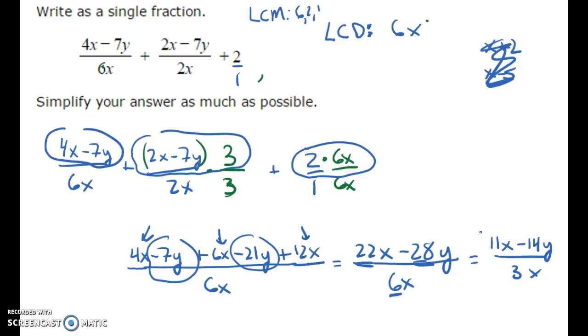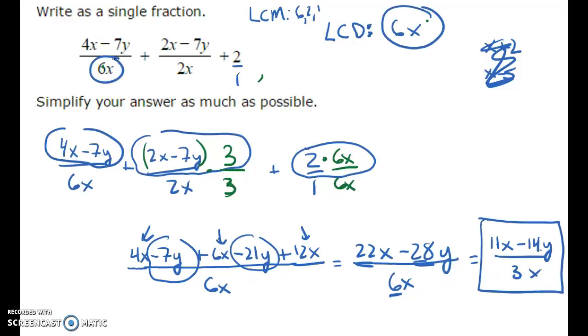And that's it. I'm finished. Some people do make the mistake of wanting to cancel off these x's, but I can't cancel off an x from this and this and this. And if I can't do it from everybody, I shouldn't do it from anybody. So this is my final answer. It's all about finding that LCD, which is really just a matter of focusing on these things and making sure you put something down that will divide that thing evenly.